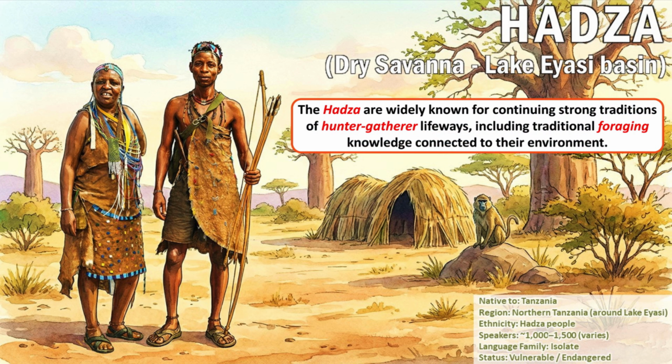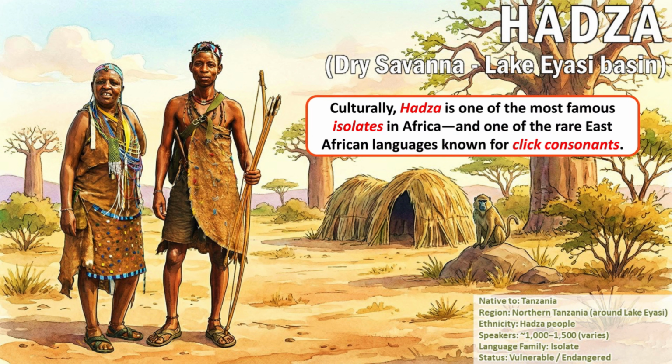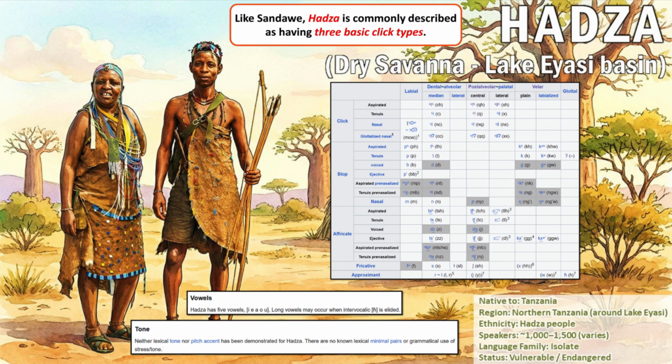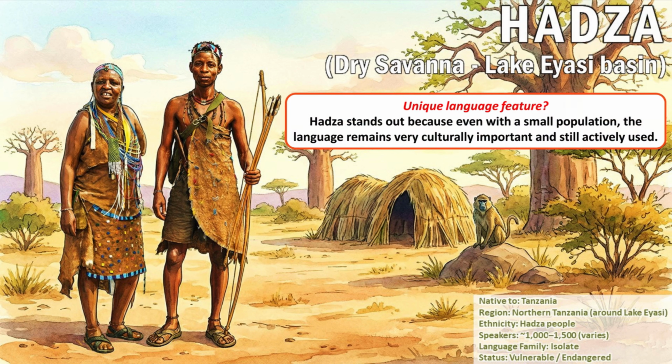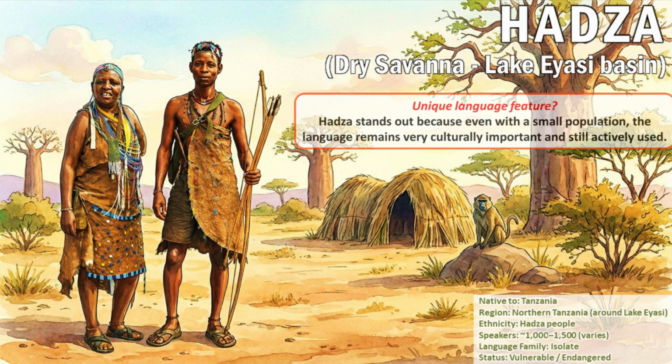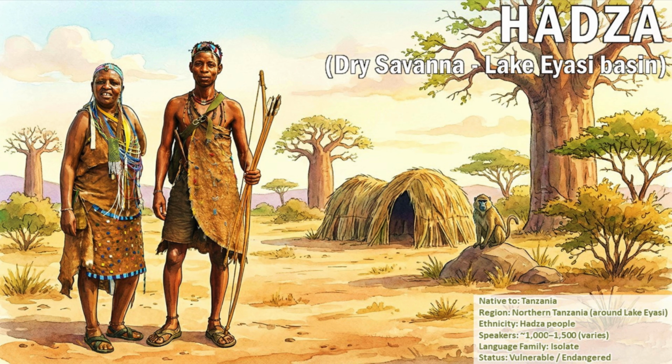The Hadza are widely known for continuing strong traditions of hunter-gatherer lifeways, including traditional foraging knowledge connected to their environments. Culturally, Hadza is one of the most famous isolates in Africa, and one of the rare East African languages known for click consonants. Like Sandawe, Hadza is commonly described as having 3 basic click types. It stands out because even with a small population, the language remains very culturally important and still actively used. Now, let's listen to a sample.